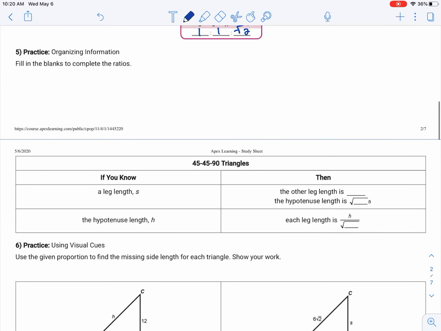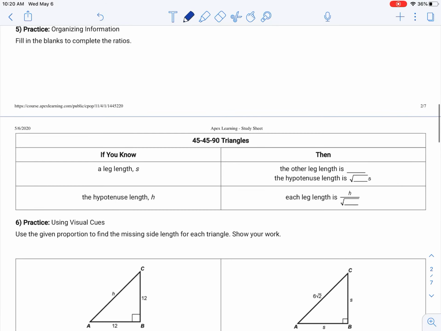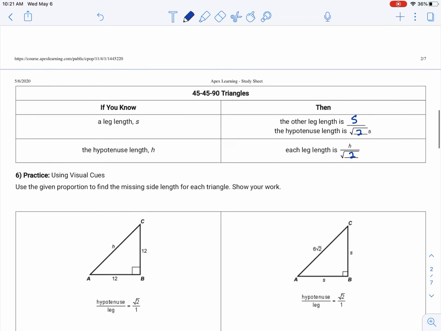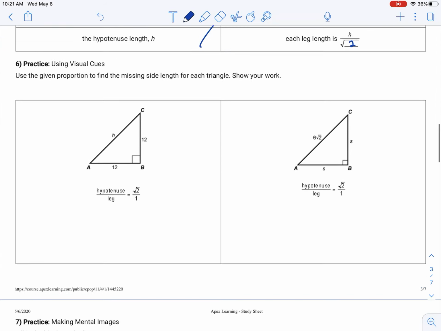Okay, 45, 45, 90 triangles. A leg length s, then the other leg is s, and the hypotenuse is s times the square root of 2. If the hypotenuse is h, then each leg length is h divided by the square root of 2. I'll explain that to you in a minute. This is not helpful in my opinion.